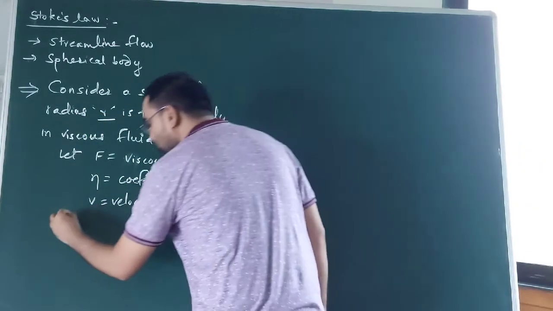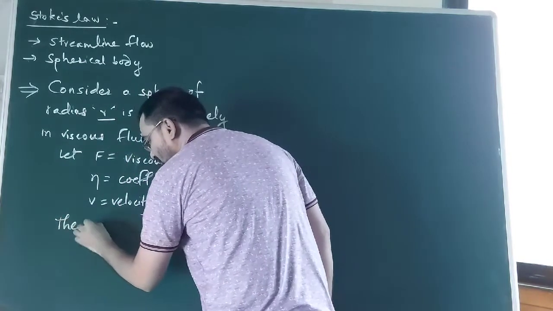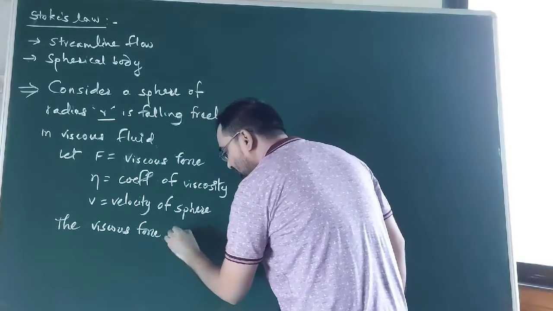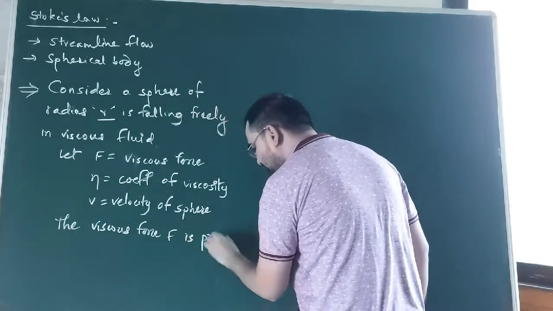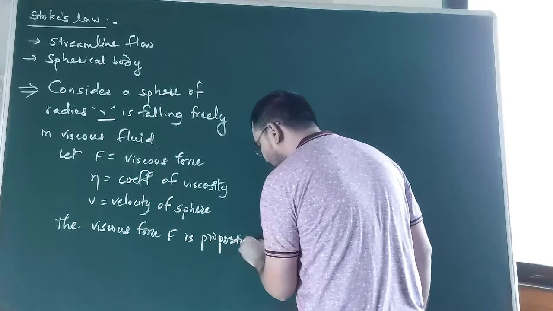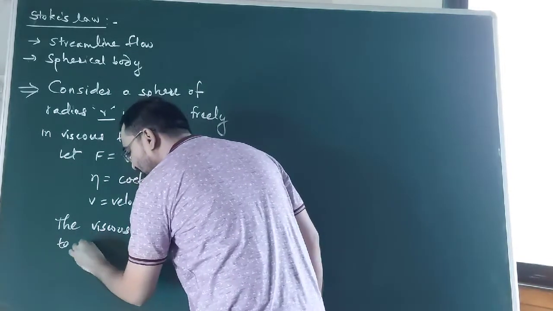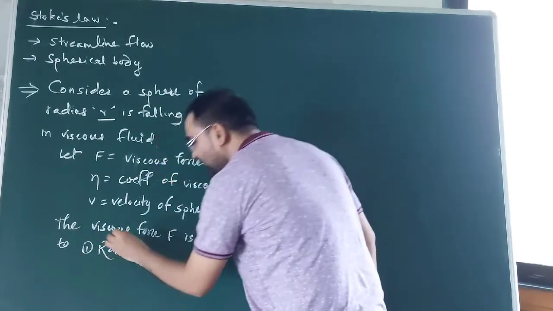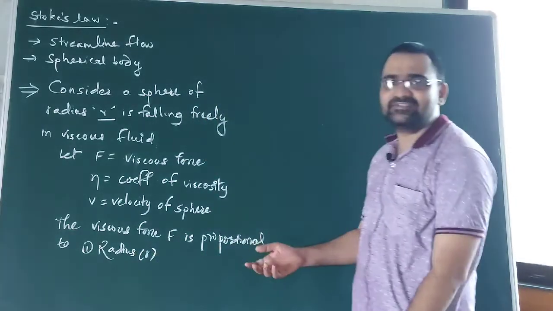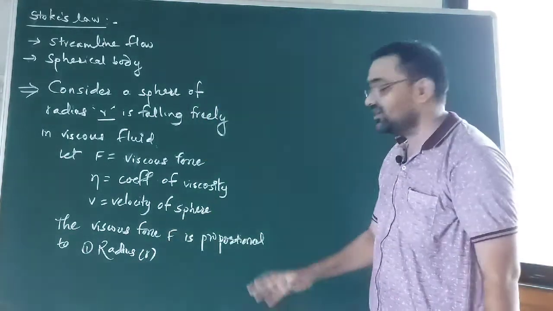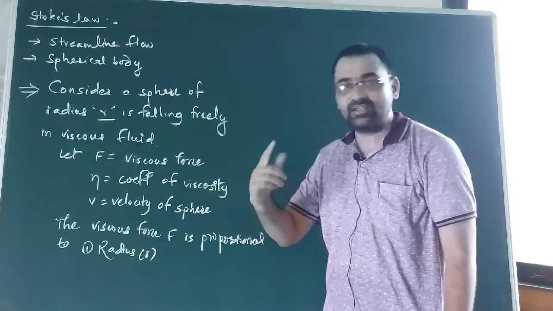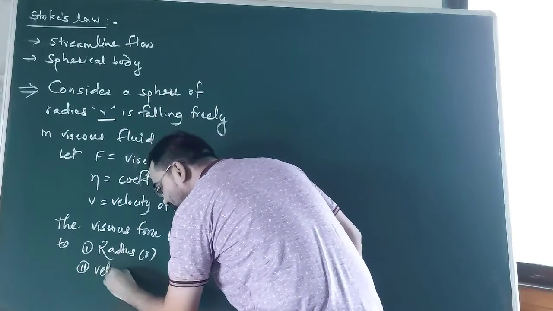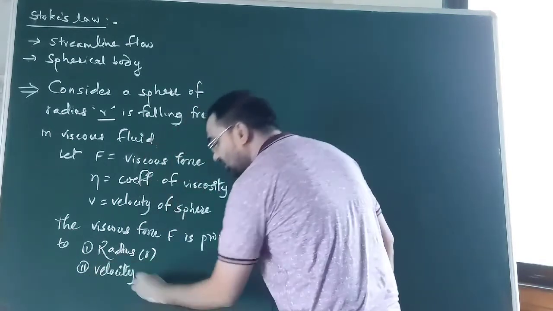Then according to Stokes, the viscous force F is proportional to, again, the first factor is definitely the radius. More is the radius, more will be the force. As radius is more, area of cross section will be definitely increased. It will get more opposition from the surrounding and therefore it will increase. Then second factor is velocity, velocity of that object V.